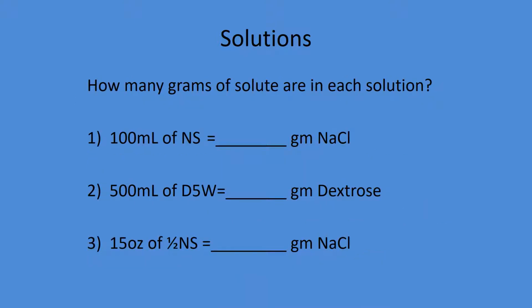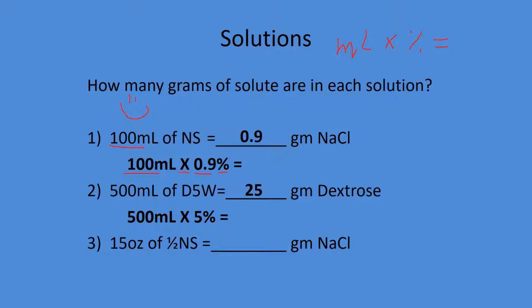Let's try these. All we have to do is mLs times the percentage. If your calculator has the percent button, all you have to enter is 100 times 0.9 and push the percent button. You don't have to push equals in most cases. So here we have a volume of 100, no math needed, 0.9 grams. If you recognized that, good for you. Number 2, 500 mLs at 5%. So 500 times 5% gives you 25 grams of dextrose.